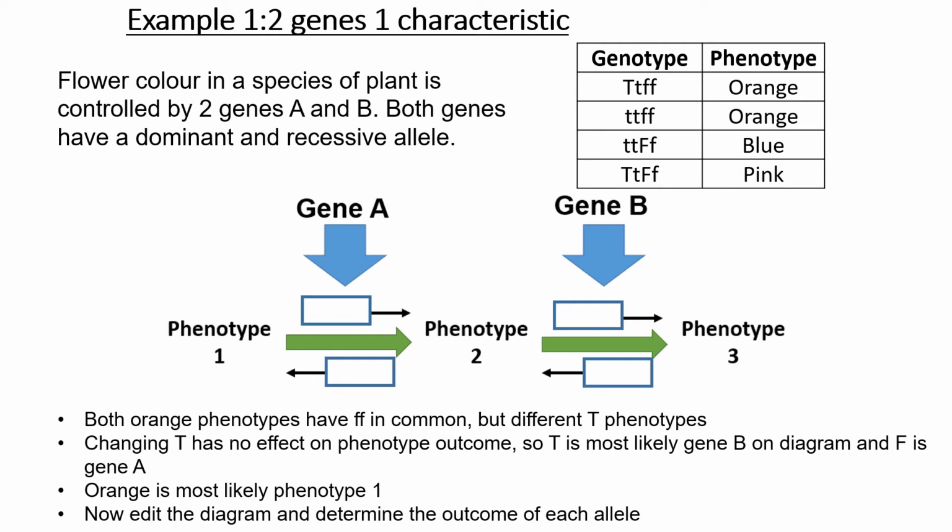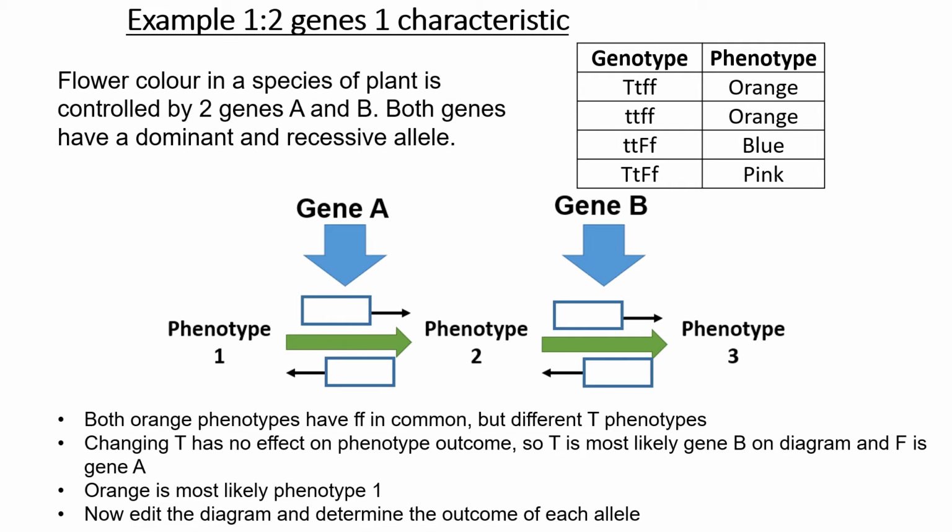We can also see that in the orange, they have both got a homozygous recessive for gene F, and they've also got variations in their genotype for gene T, with one of them being heterozygous and the other one being homozygous recessive. What that suggests is that to progress along from phenotype 1 to phenotype 2, it is most likely the F gene that is causing that change.